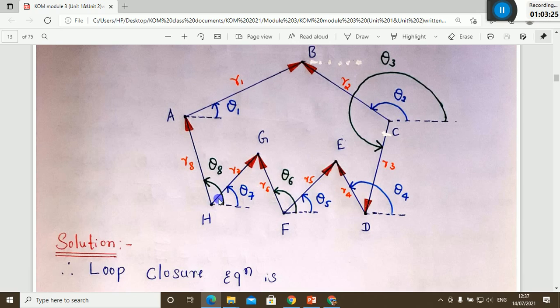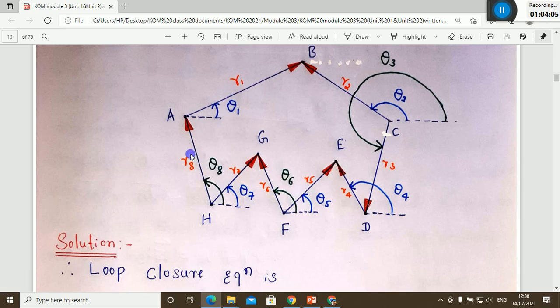So similarly, now at this point HG, the tail is H, so I will start from HG. The length is R7, just zoom this area. The length of this vector is R7, and the angle you have to measure from the tail with respect to the positive real axis, so theta 7. This is the 7th vector. The last one is HA, moving in a clockwise direction. The angle will be with respect to the tail, that is H, in a counterclockwise direction, that is theta 8. The magnitude is R8.